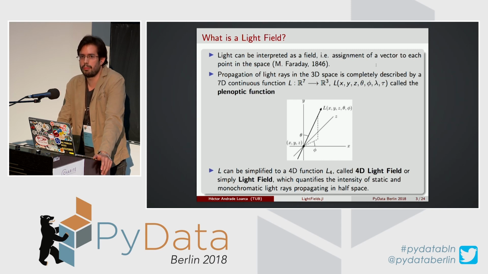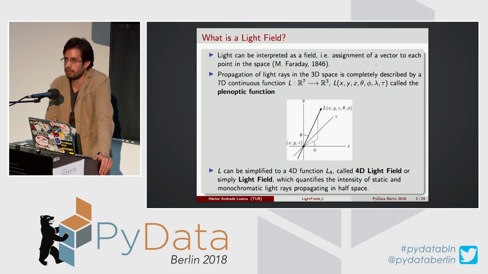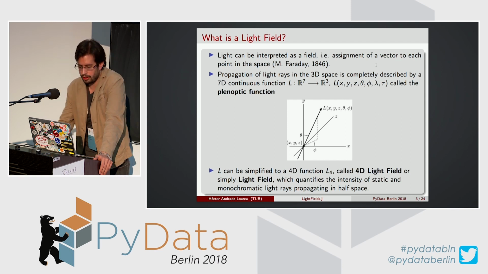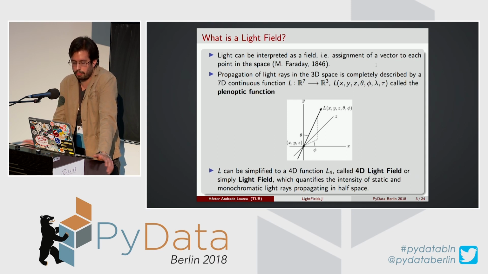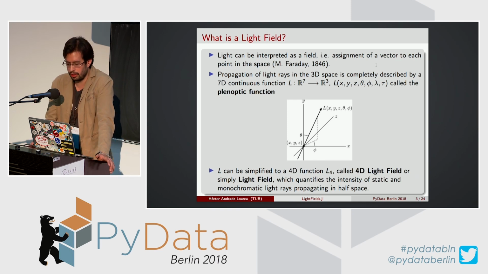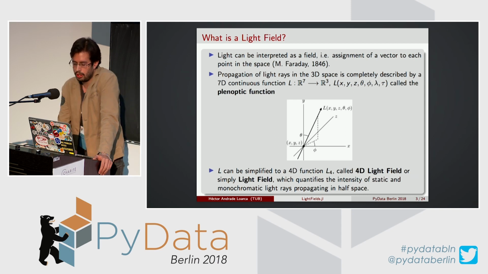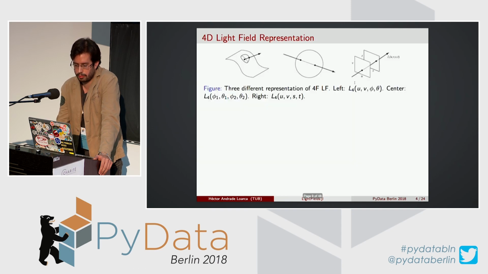Since computing a 7-dimensional function is really a complex task, one can reduce the complexity of the problem by simplifying the plenoptic function into a 4-dimensional function that is known as the light field. This quantifies the intensity of static and monochromatic light rays propagated in half space. So basically what you do is you fix the wavelength, that's where the monochromatic comes from. You fix one of the angles, and you also fix one of the spatial variables.